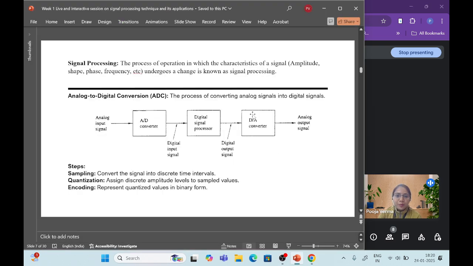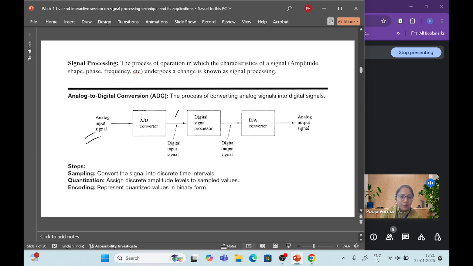The process of operation in which the characteristic of a signal, that is amplitude, shape, phase or frequency, goes through a change is known as signal processing. So here, first we give the analog input to an analog to digital converter. Why an analog to digital converter? Then we will get a digital input, and the digital signal processor will process that signal, and then again we convert it by a digital to analog converter, then we get the analog output.